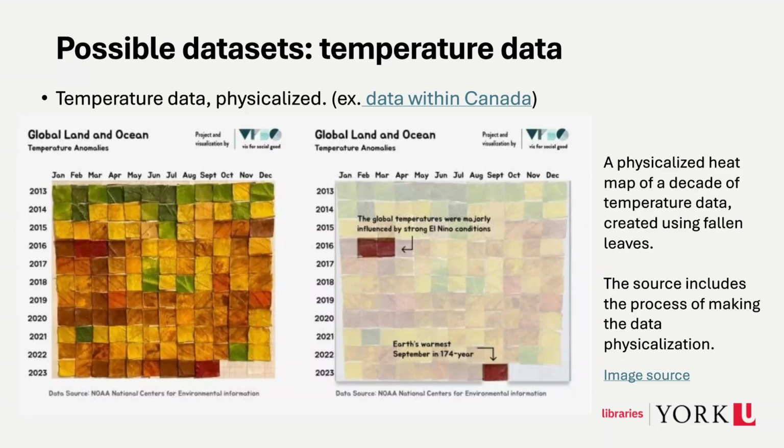to show how the temperature changed over time. And so he actually used the fallen leaves to represent the data when it gets hotter and when it gets colder, and then took a photo of it and brought it into a digital editing tool to add some of those digital elements, like the notes on the right about how the global temperatures were majorly influenced in 2016 by the strong El Nino conditions.